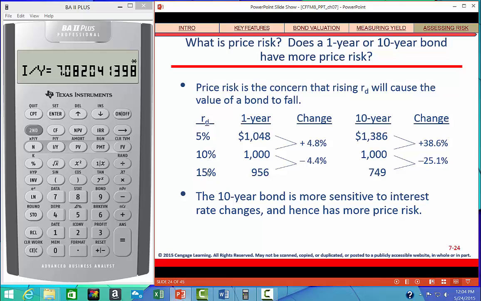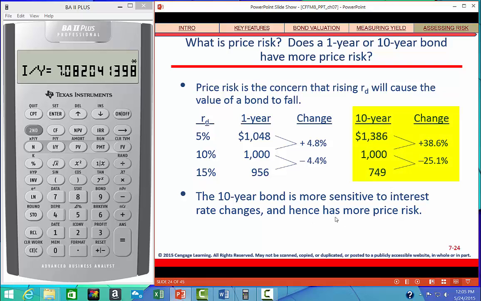Then we can look at the opposite situation. What if interest rates went up? We know bond prices should go down. Bond prices go down for the 1-year bond, decreasing by 4.4%, but for the 10-year bond, the bond price decreases by 25.1%. So if interest rates were going to go up, I would want the 1-year bond, a short-term bond, because then my losses wouldn't be so bad. And this is assuming that I have to be invested in bonds and there was no way I could get out. It's part of my portfolio that I have to manage.